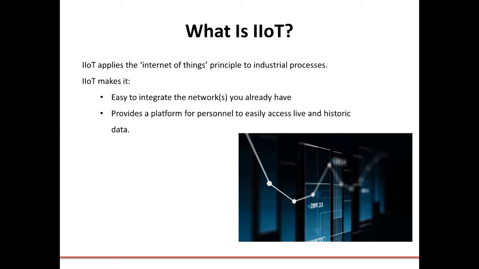It's possible to use gateways, converters, and routers to get the network you already have to communicate with a new IoT platform, thus integrating an older network with a new platform that captures data in real time and can also store large amounts of historical data, which can then be accessed by all the right users. Industrial IoT, then, is simply the application of IoT principles and technologies to industrial processes.